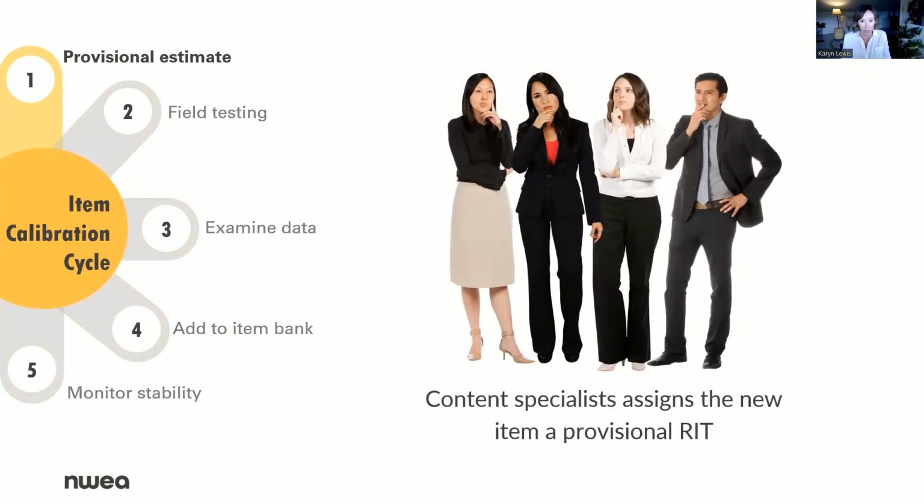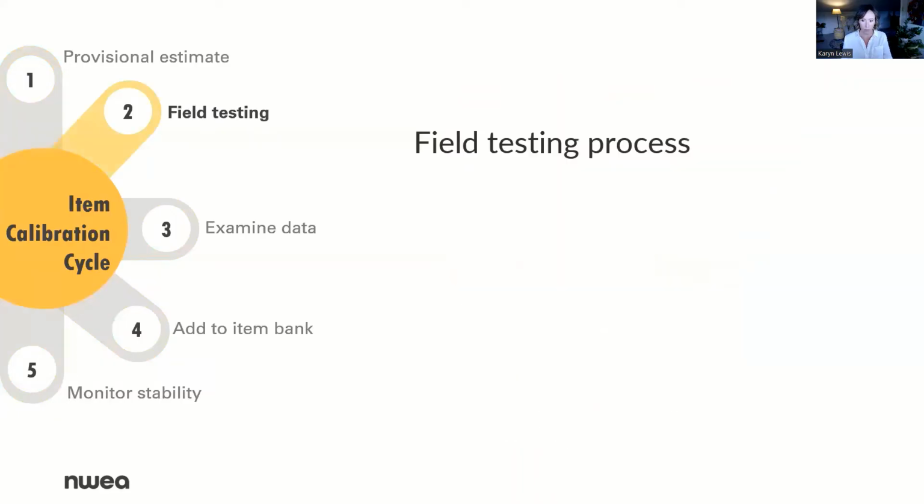Our content specialists are the folks that are helping write items. They're also the folks that are helping in this initial process of determining how difficult an item is. So these folks look at a new item and based on their professional judgment, make their best guess about how difficult that item is likely to be and assign the item a provisional RIT score. But our content specialists' best guess of an item's difficulty isn't good enough. So we need to use data to empirically determine how difficult that item actually is.